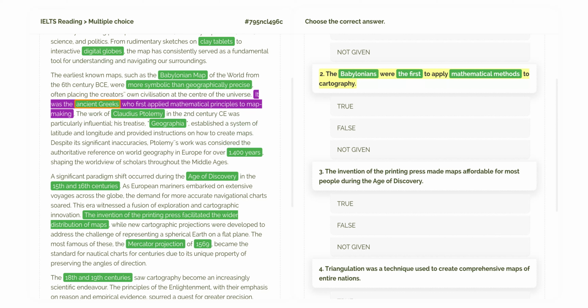Not given. The text explicitly tells us who was the first to apply mathematical methods. Because it gives us this specific information, the answer cannot be not given. This option is incorrect.